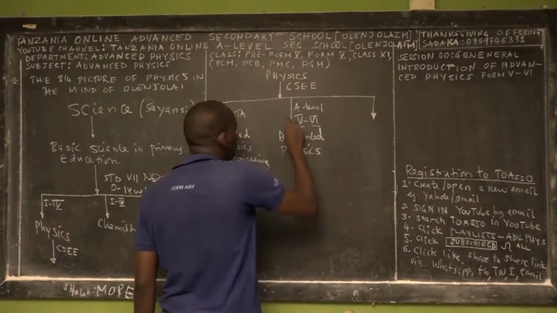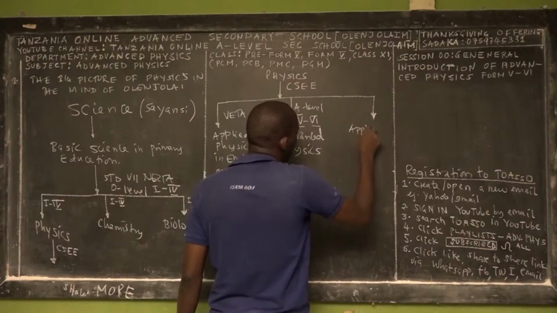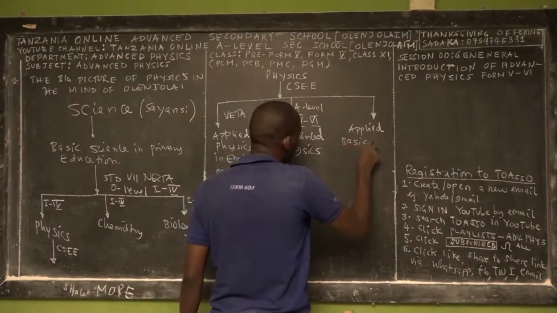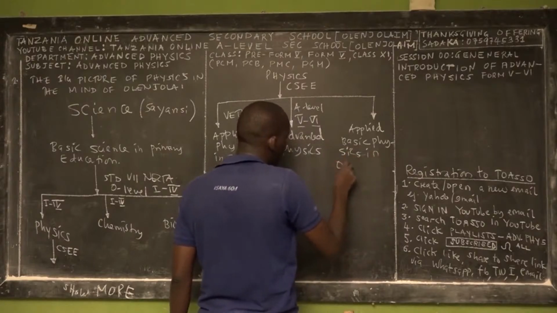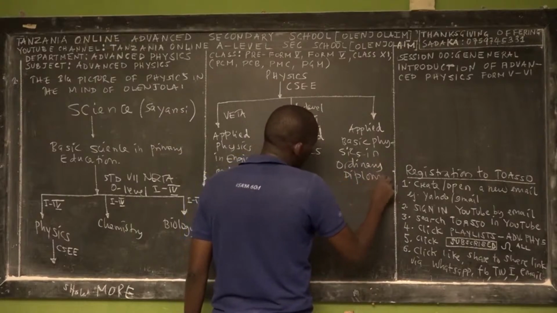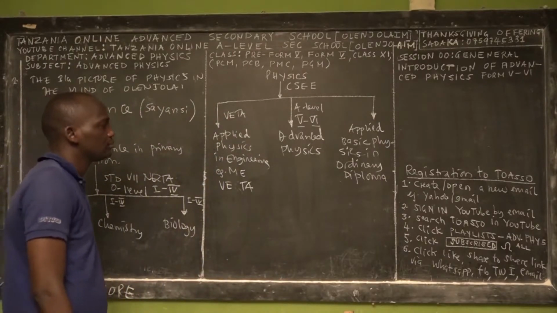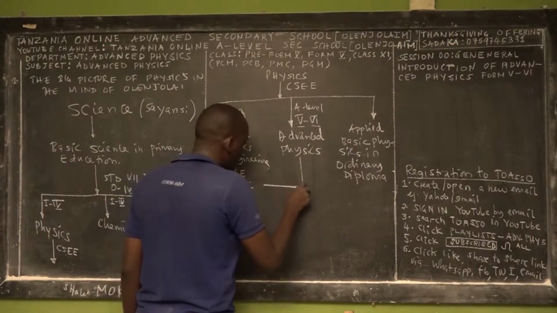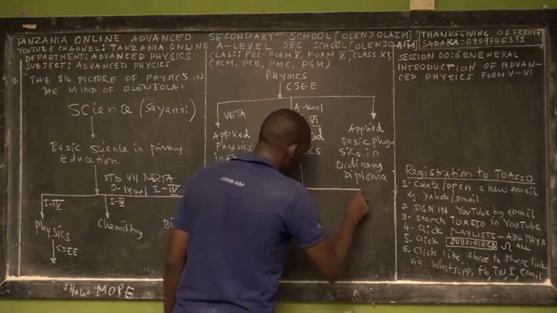Again, some of the students take the advantage to learn applied basic physics in ordinary diploma. So all the 3 routes can help you, depending on what you are seeking. So when you take the big picture of advanced physics, the subject of advanced physics is divided into 2 main subjects.